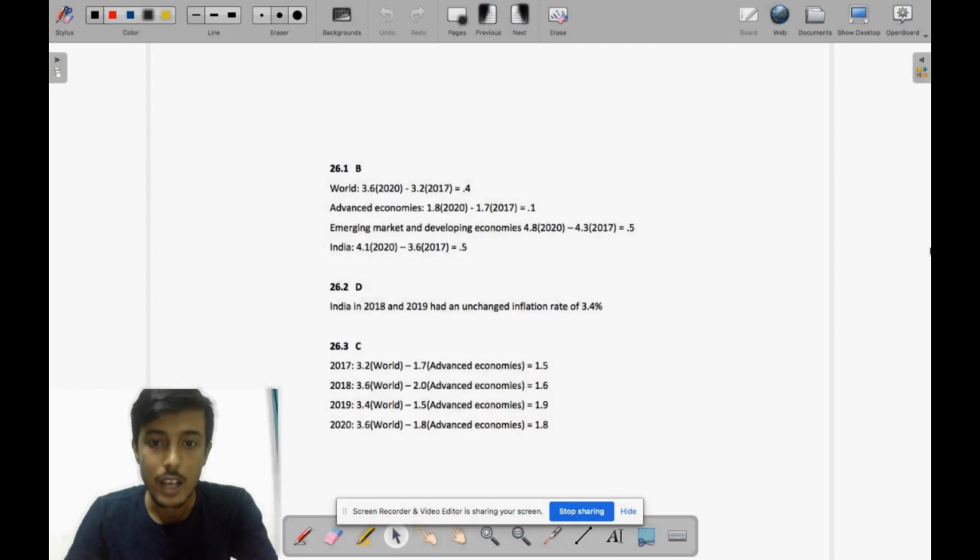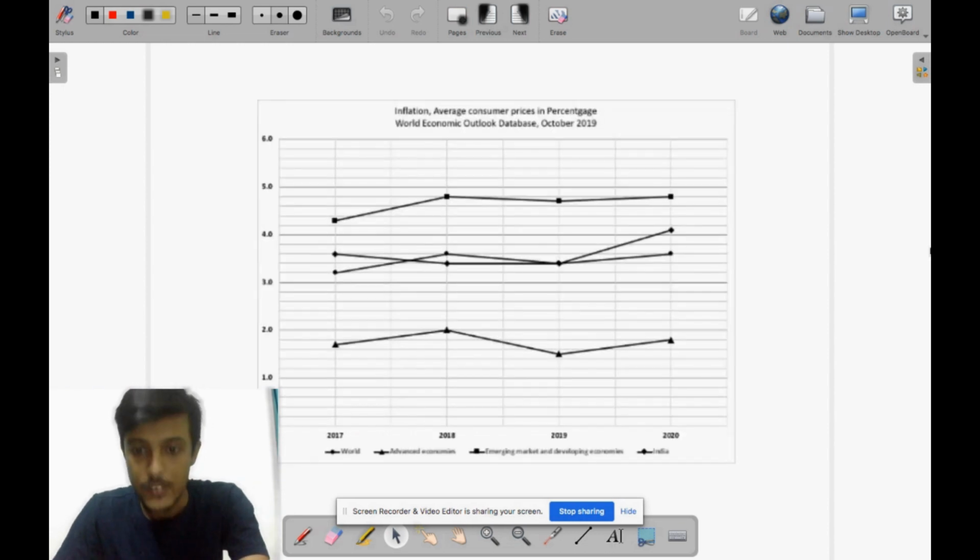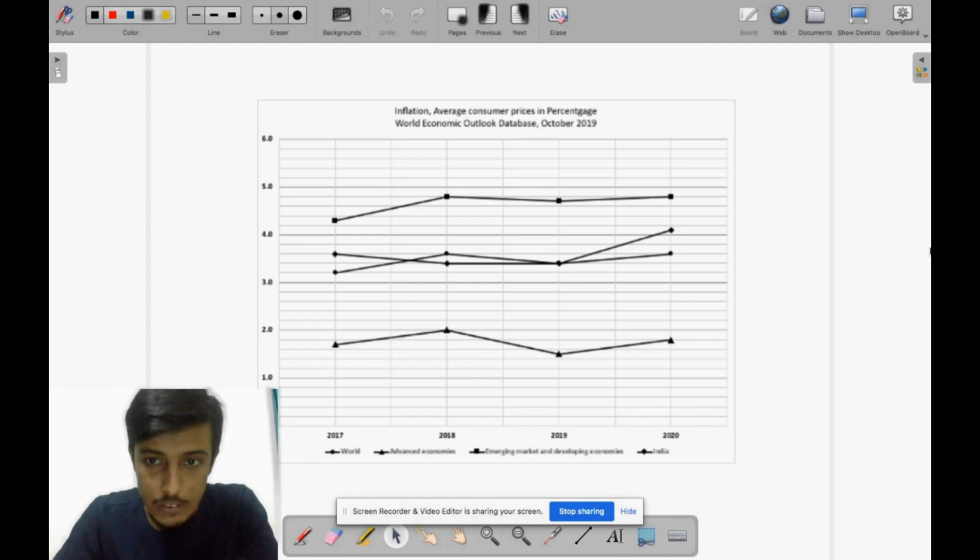So the first question asks you basically which of the following lines has the minimum movement amongst all the lines from the year 2017 to the year 2020. What is the minimum movement among the four lines? So if you look at the question here, from this bit only I can see that the topmost line, the emerging market and the developing economies, the one with the squares, moves from 4.3 to 4.8.